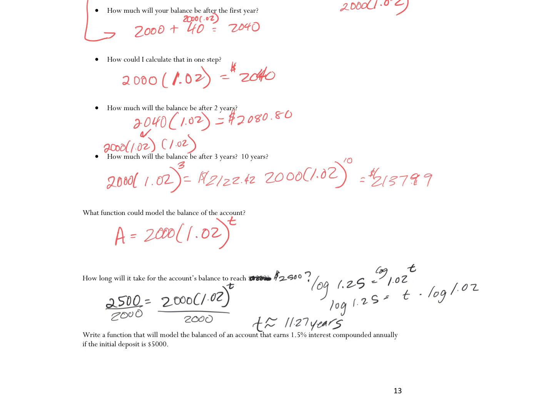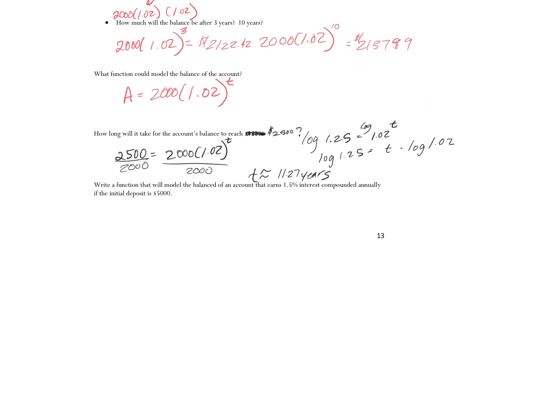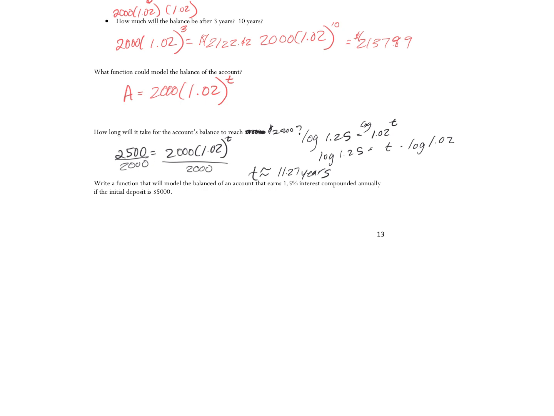Okay, so new situation, what would the model be? In this case, 5,000 times 1.015 to the t power. 0.015, because 0.15 would be 15%.